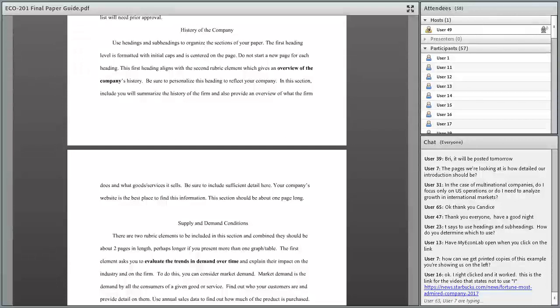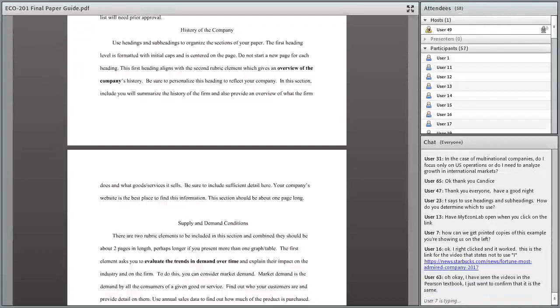So to find your company, there's also a file provided of recommended companies. The pages we're looking at is how detailed our introduction should be. Lynette, the detail of introduction is not the amount that it shows on here, because this is just a guideline. For milestone 1, I would say you want 1.5 to 2 pages. The introduction would be at least half a page to 3/4, and the history would be about a page, the history being more detailed than the introduction.